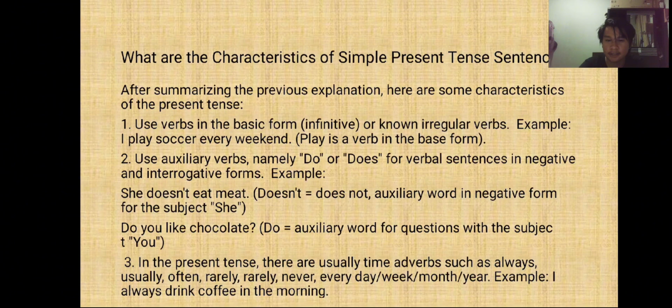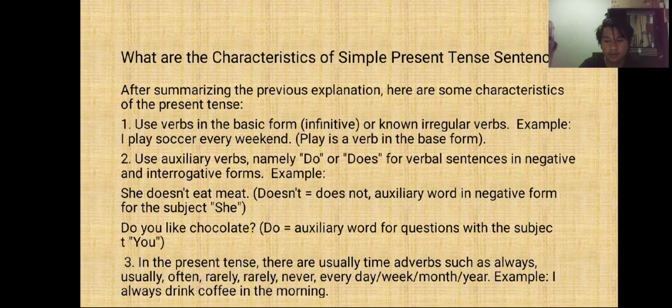What are the characteristics of simple present tense? After summarizing the previous explanation, here are some characteristics of the present tense. Number 1. Use verbs in the basic form, infinitive, or non-irregular verbs. Example: I play soccer every weekend. Play is a verb in base form.